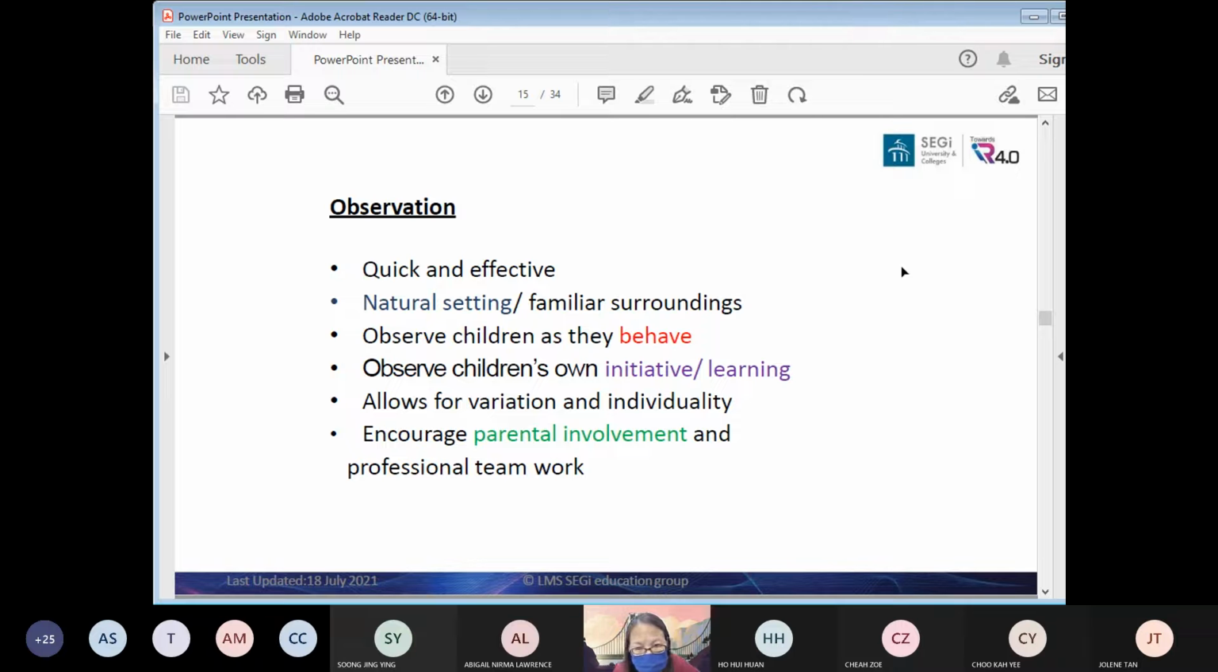Now, observe children as they behave. That's what you do during observation. Whatever you see, you write down. If it's your checklist, you tick yes, no, whatever. Then observe the children, how they learn, what is their learning style, because everyone has a different learning style. Even all of you have different learning styles.